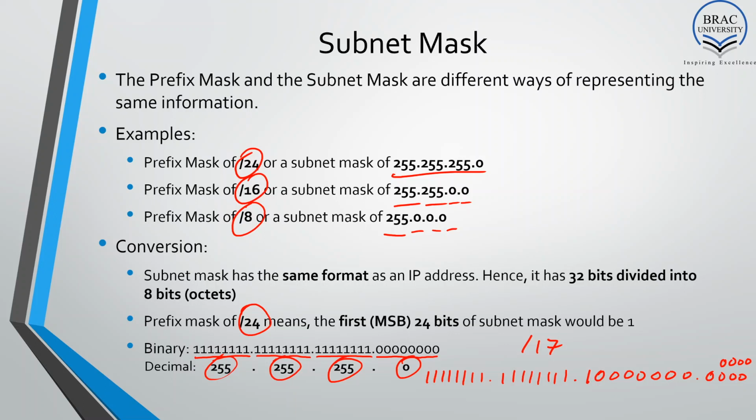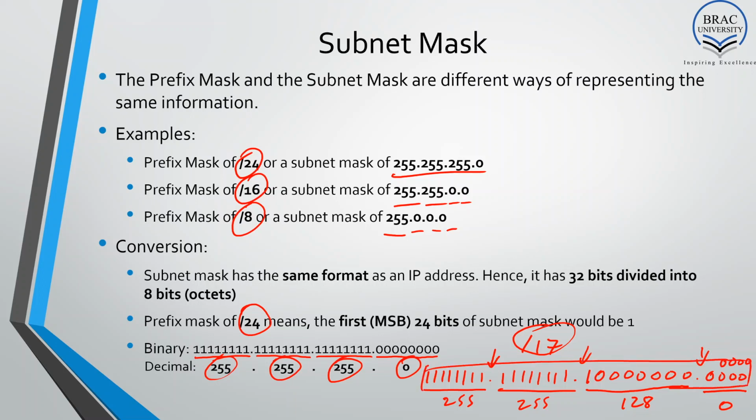More 8s, right? If I convert this, it results in 255. This results in 255 as well. And if I convert this group, it results in 128, and this results in 0. So the subnet mask for /17 is 255.255.128.0. Again, these zeros and dots I'm putting are for my understanding. The machines don't see these dots. They see just this whole string as a single string of 32 bits.